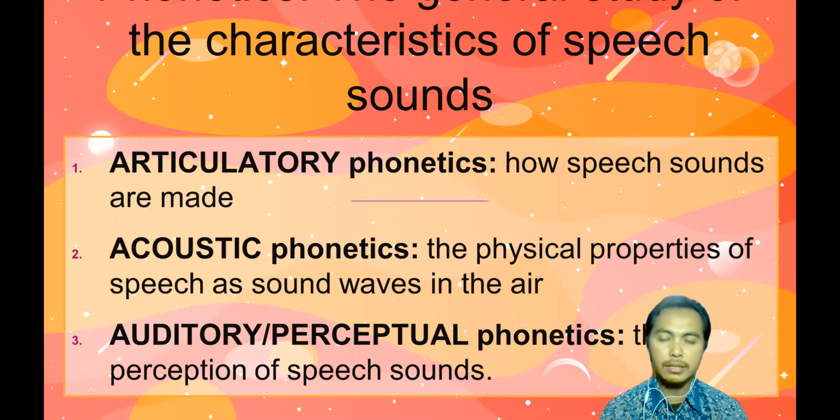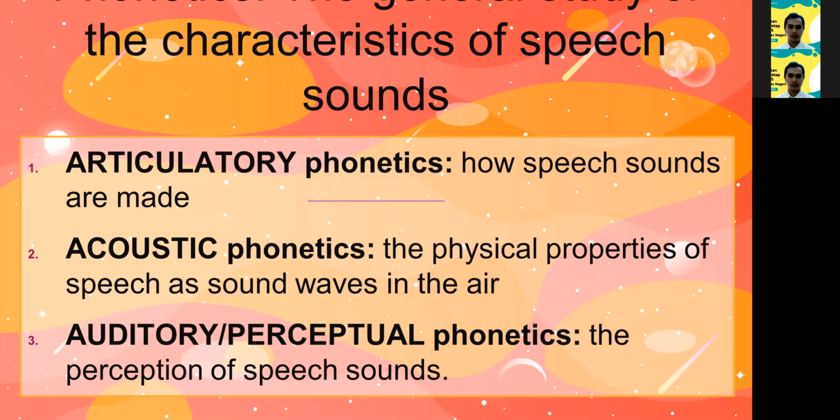Phonetics, the branch of linguistics which discusses the characteristics of speech sounds produced by human beings, discusses three types of phonetics, including articulatory phonetics. This is how speech sounds are made in our organs of sound production. Acoustic phonetics covers the physical properties of speech as sound waves in the air. And the third one is auditory or perceptual phonetics, which is the perception of speech sounds.